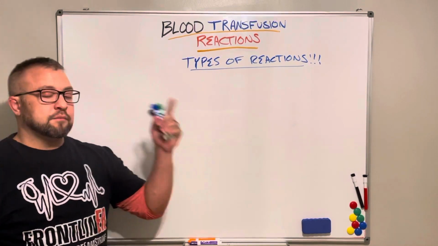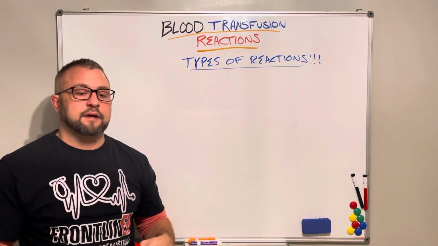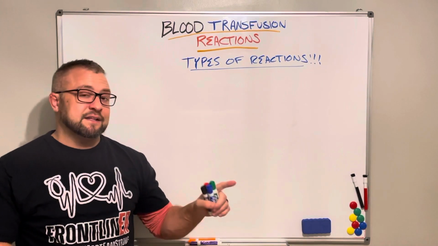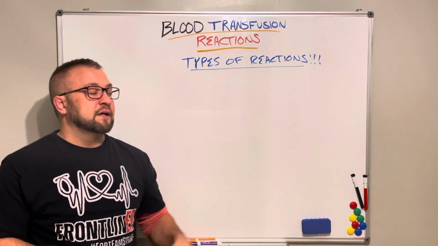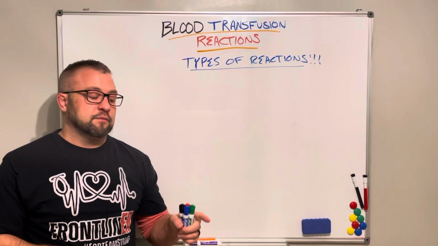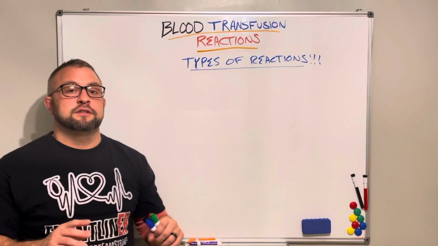This is part 2 of our blood transfusion reactions video. The last one went over types. We talked a little bit about the different types of antibody production. At the end of the last video, I did talk about an IgM and IgG antibody that's produced by different blood types. That's for rhesus factor, so someone's Rh negative.